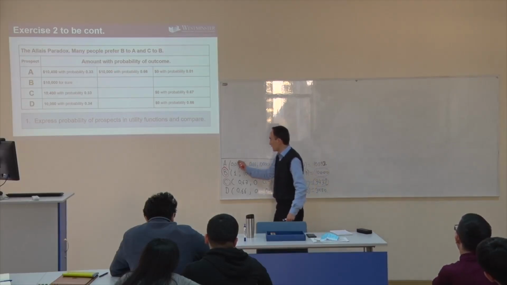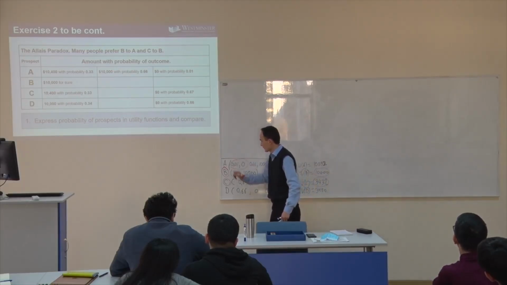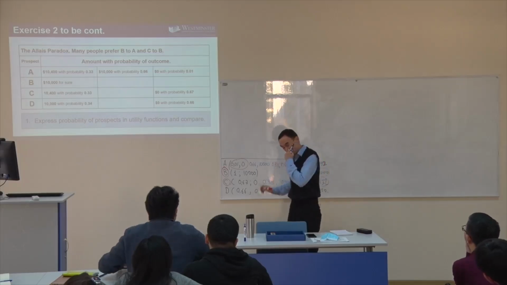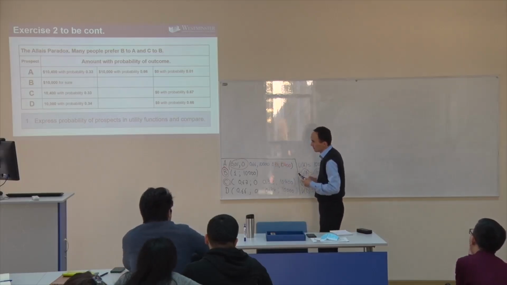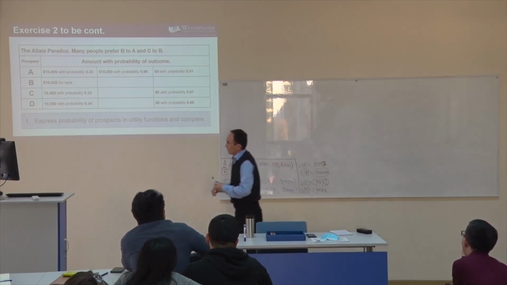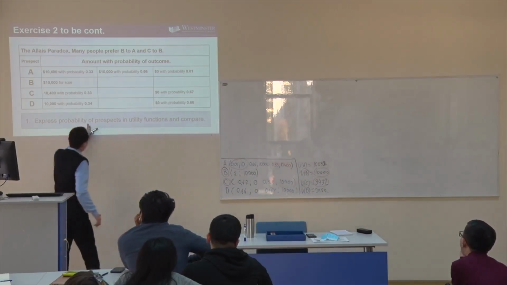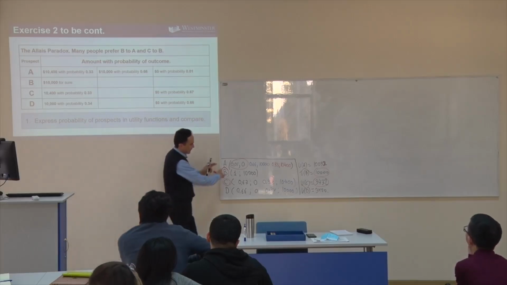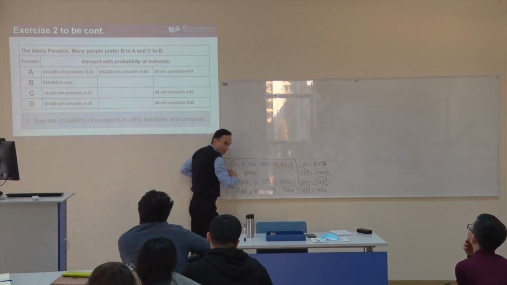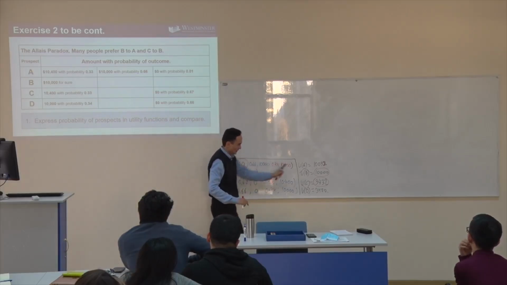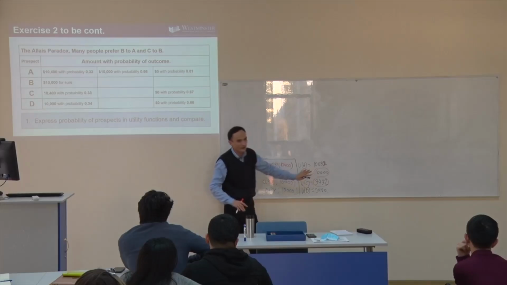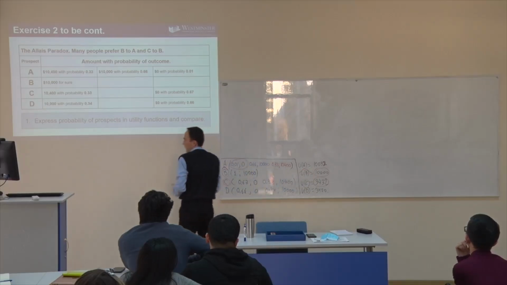Because in prospect A, there is a 1% chance of loss. Okay, 1% of loss. Because of that, people choose B. So now, express probability of prospects in utility functions and compare. So now we express all those four prospects, and these are the expected utilities. Now we have these numbers, all we have found.